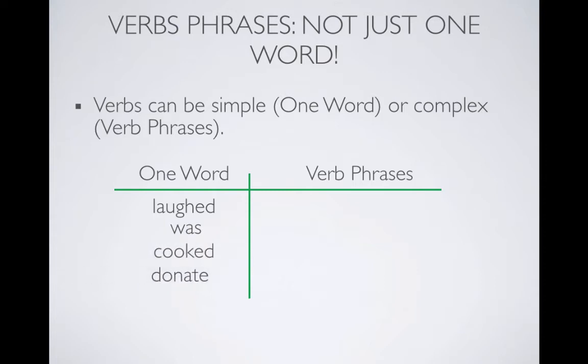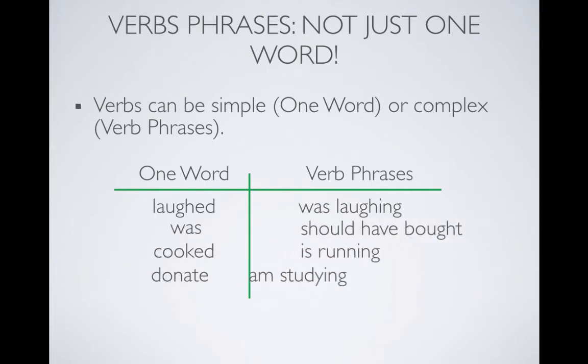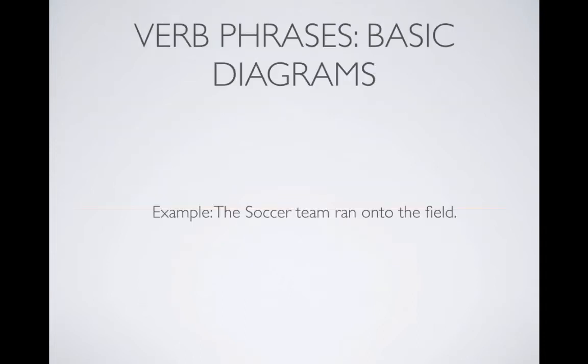Okay, we have that. So these verb phrases are constituted by more than one word, or in this case, they are called complex verb phrases. Let's take a look at some basic diagrams so that you can understand these even better.